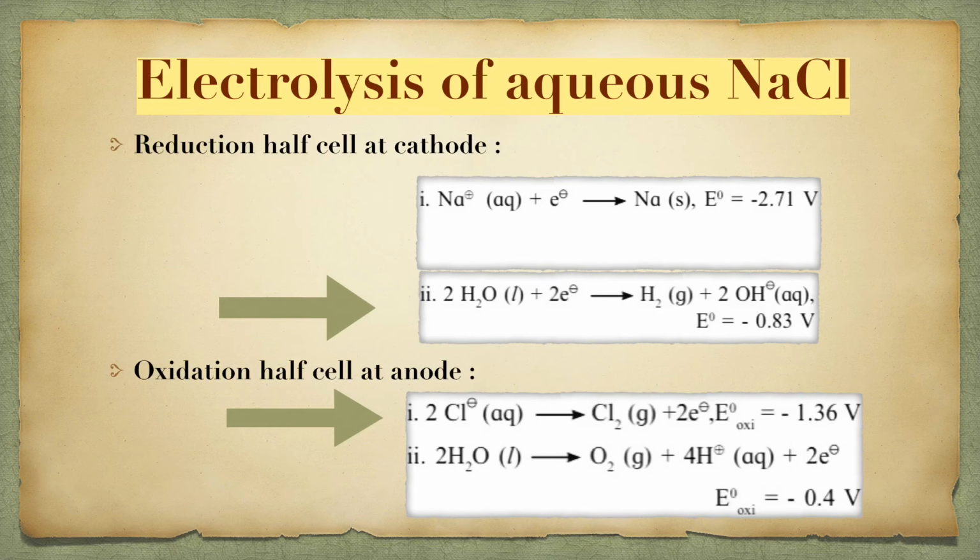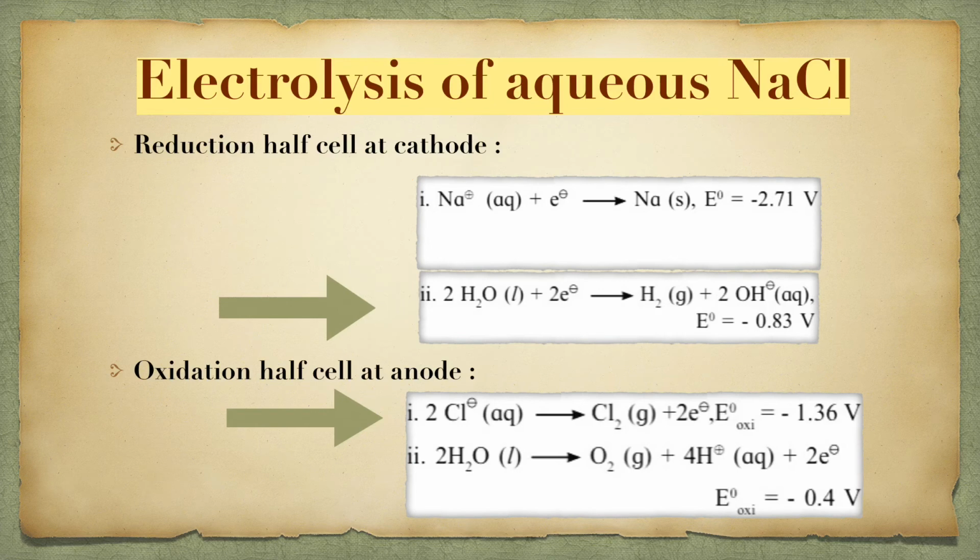Now when we take aqueous NaCl, that means water will also take part in oxidation as well as reduction. So in each step, that is at the anode as well as the cathode, there will be two reactions taking place simultaneously, competing at the anode and at the cathode. So we'll see the reaction at the cathode.